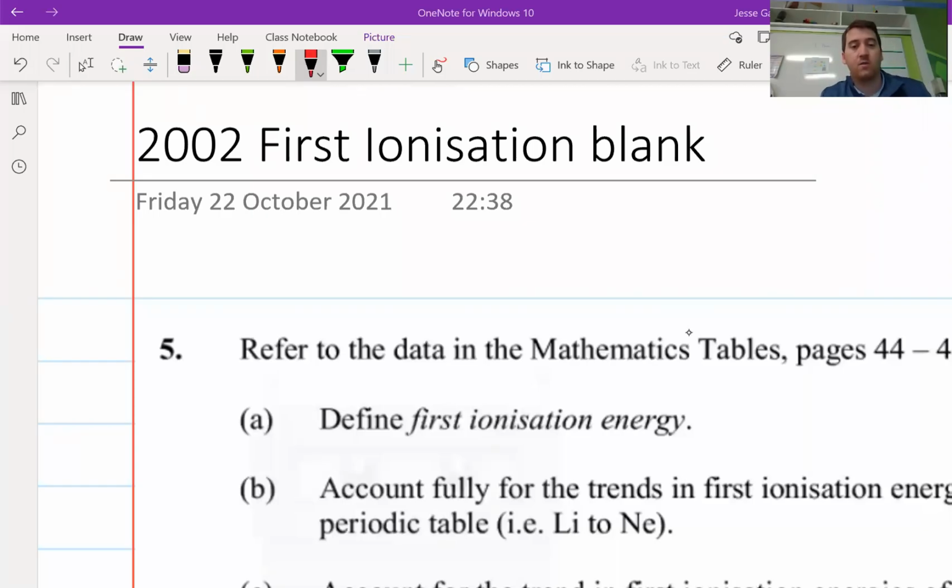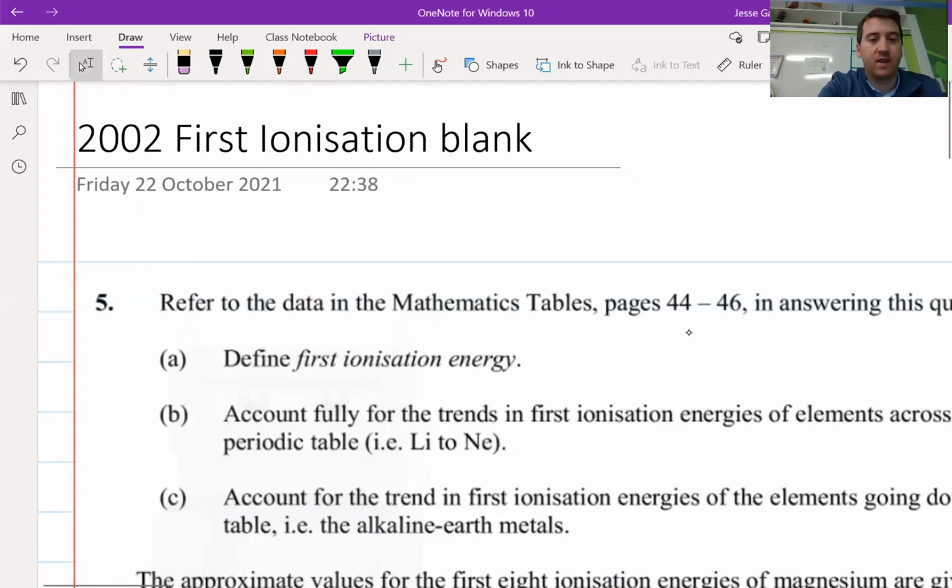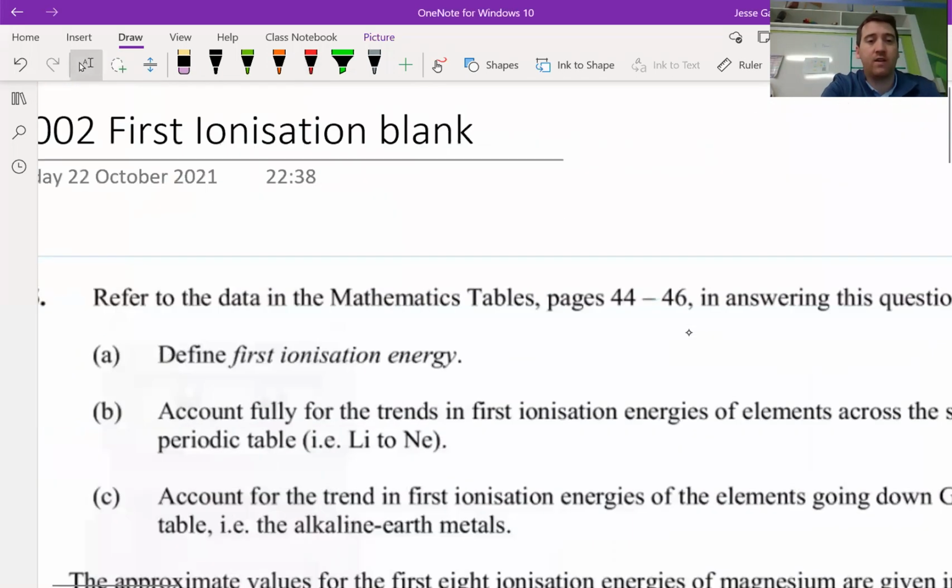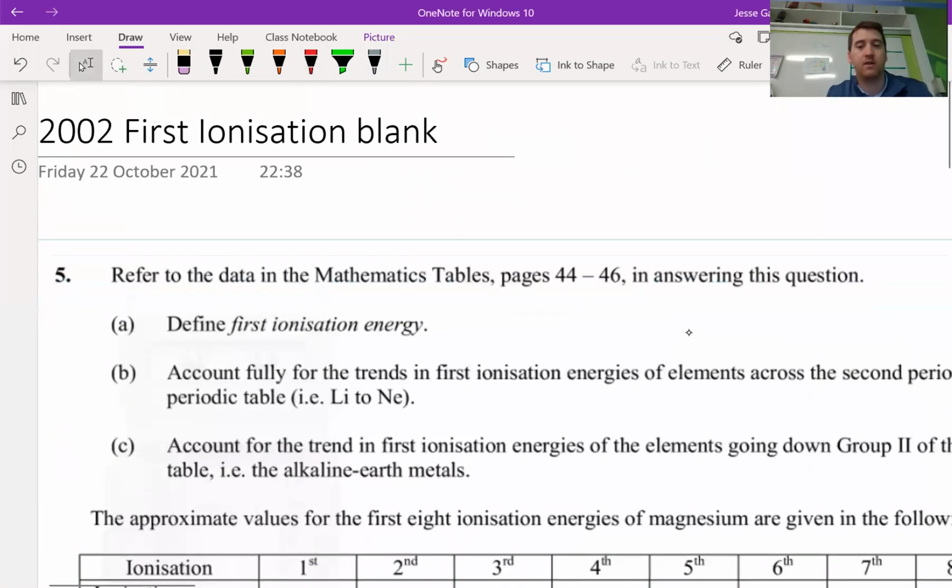In this question, we're going to do some guided exam question practice on the 2002 exam paper question on first ionization energy trends. From my experience, my students have found certain parts of this question quite difficult, so I'm going to take you through certain areas and what to look for. It's question 5, a full question, so you're talking 20 minutes. So the usual reminder: get yourself out a timer, set it for 20 minutes, and let's get started.